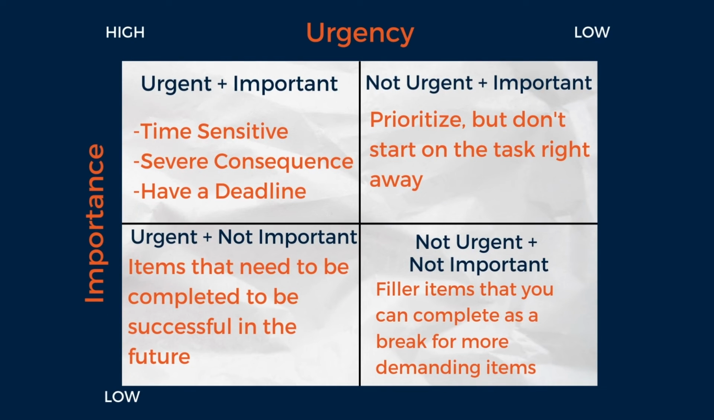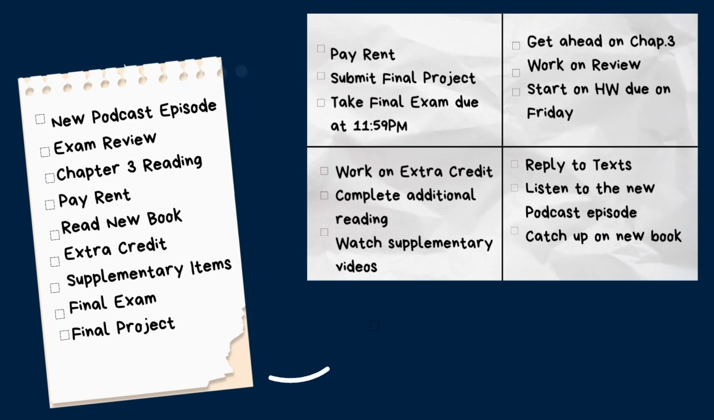Creating a priority matrix is a perfect technique to use when you have an overwhelming to-do list. Take a few minutes out of your day to separate your items into each quadrant before you start crossing items off.